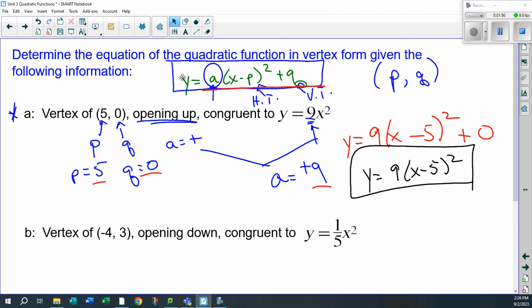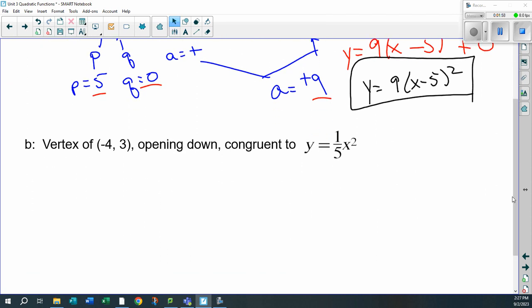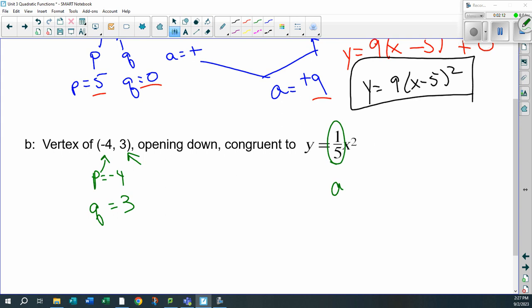Look at the next question. Check this out. You now have a vertex here of (minus 4, 3). There's your p, so p equals minus 4. There's the q, q equals 3. Congruent to 1/5, there's your a value. But opening down, which means your a has to be negative. There is a vertical reflection about the x-axis. It's flipped. Aha! Combining these two things together, your a works out to be negative 1/5.